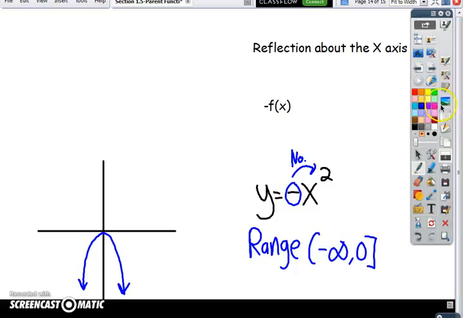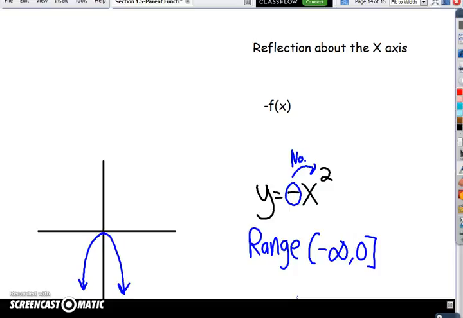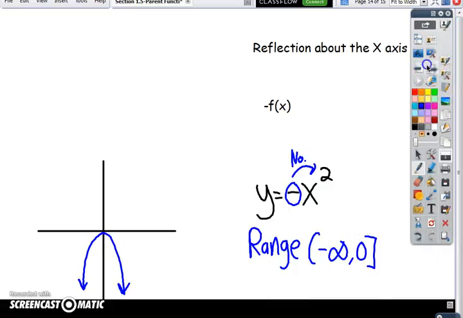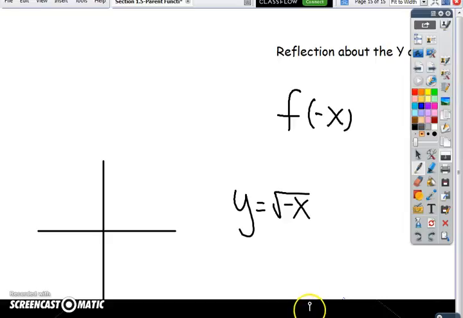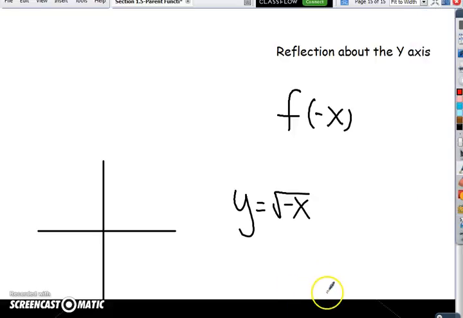And the last transformation we have to cover is the following. We are going to cover reflection about the y-axis. What the heck does that mean? That means instead of making the whole function negative, you make just the inside negative. Now, why did I do that with x squared of x? Simple. Because doing it with an x squared doesn't matter. Like that.